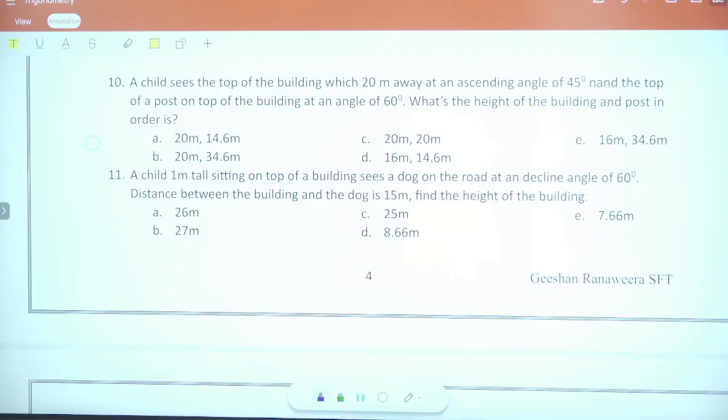Here's the structure drawn. Ascending can go up, descending can go down. Simple. Take your eyesight. Going down is descending, going up is ascending.